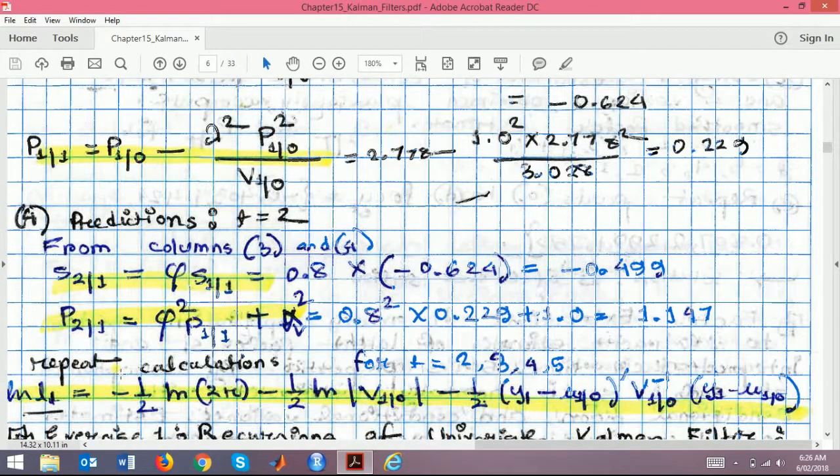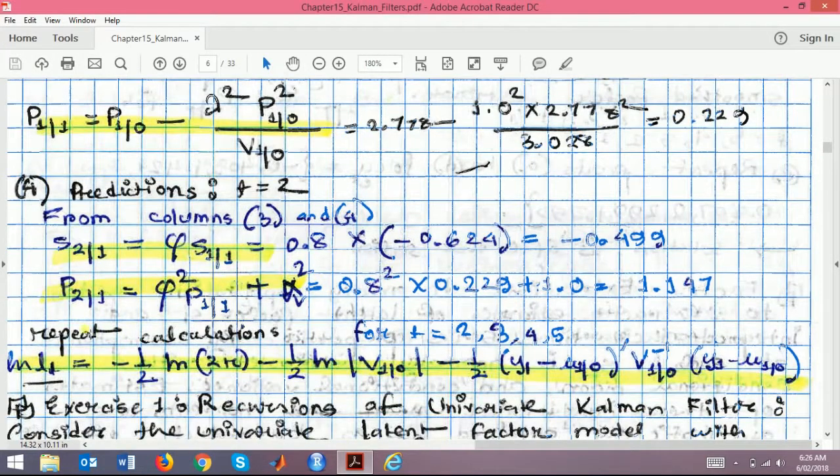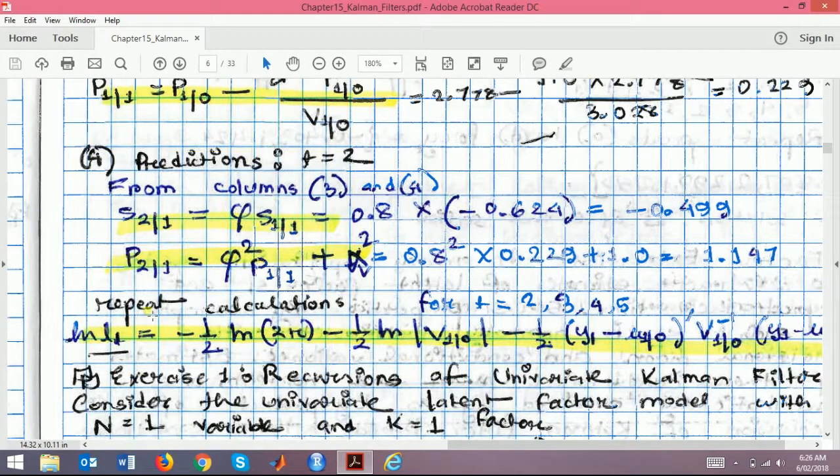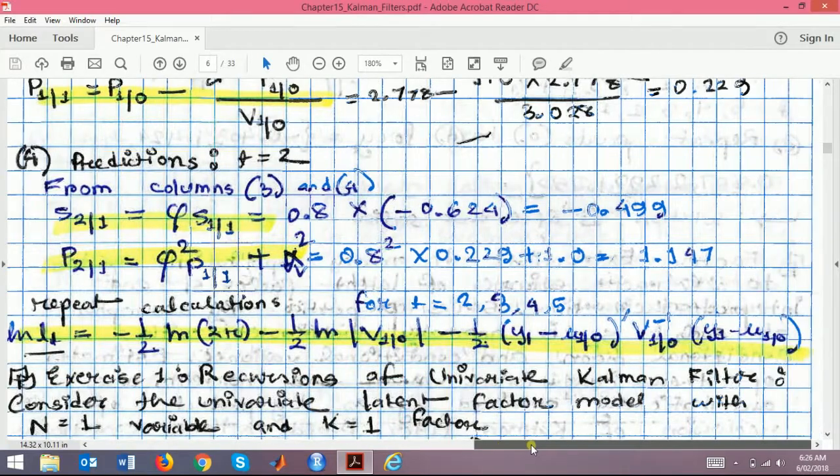As we know, P10 equals phi squared P00 plus sigma squared v, so P21 is phi squared P11 plus sigma squared v. This goes on for t equals 2, 3, 4 in a loop. The log likelihood is half log twice pi, half log determinant of V, then half the conditional mean term, (y1 minus mu10) transpose times V inverse times (y1 minus mu10).